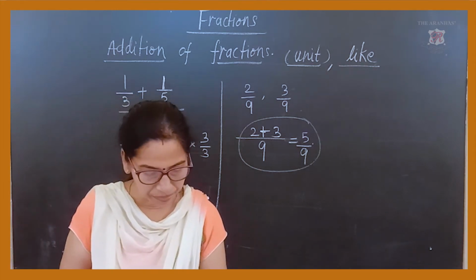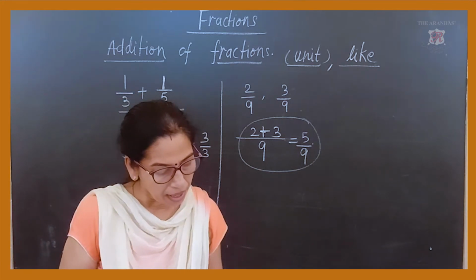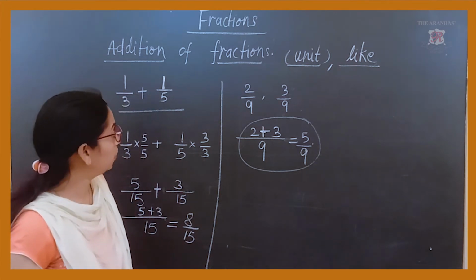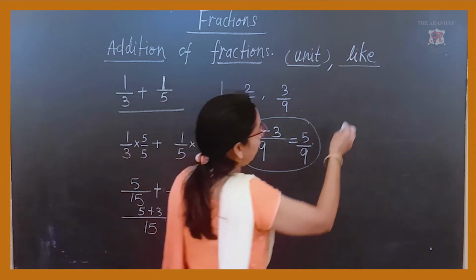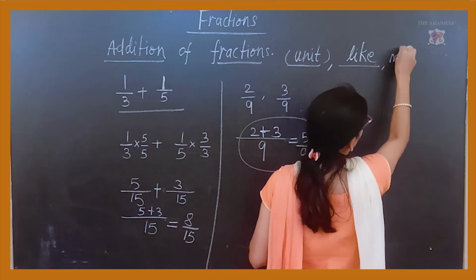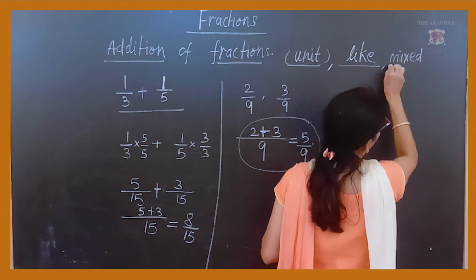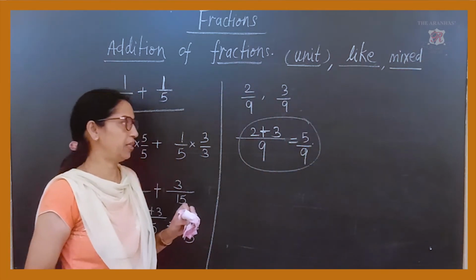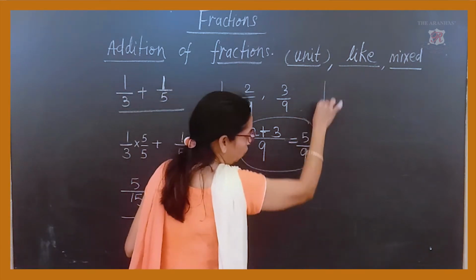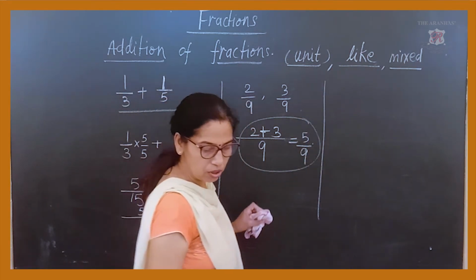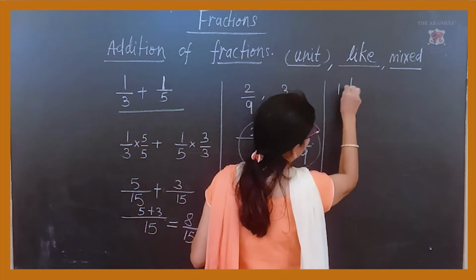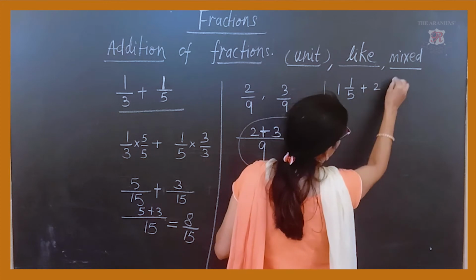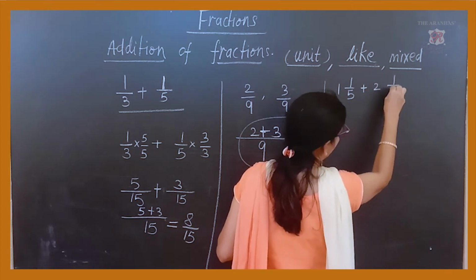Now for mixed fractions, again we have to carry out the addition. For that we will have an example. Suppose 1 integer 1 upon 5 plus 2 integer 1 upon 10.